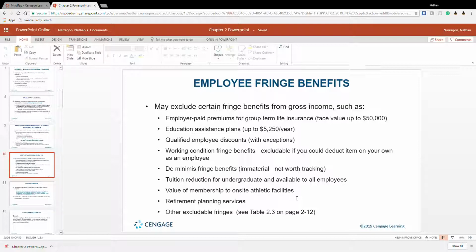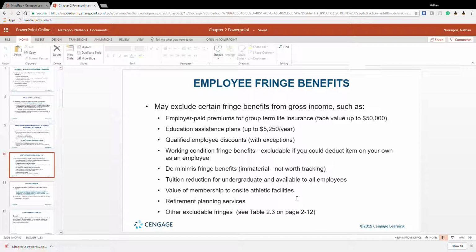Other fringe benefits excluded from gross income, you can look at employer paid premiums for group term life insurance with the face value up to $50,000. So employer can actually pay for life insurance. This mostly happens with a lot more, what we say, government employees. So teachers, police officers, and so forth tend to have more life insurance in their contracts, but any employer can actually do this. It's again a good benefit.